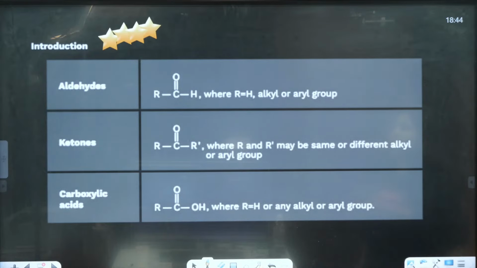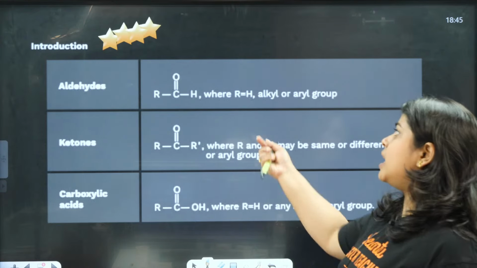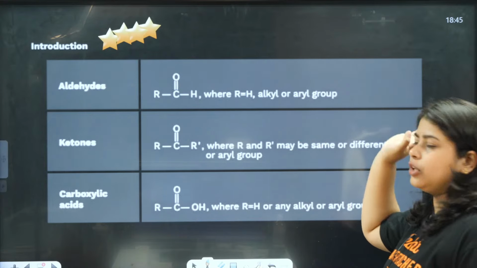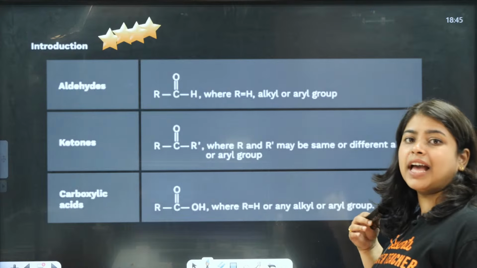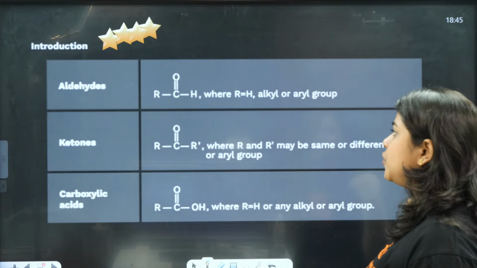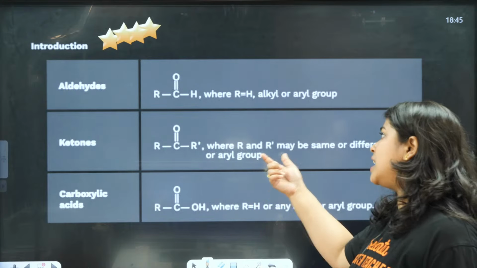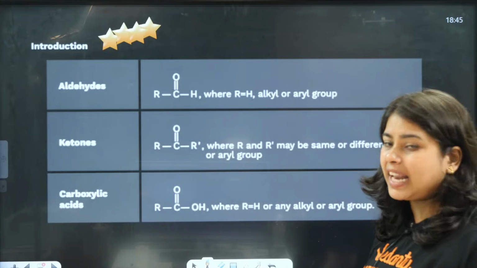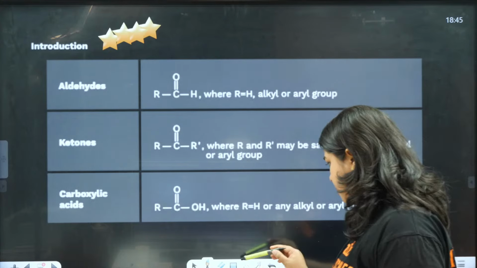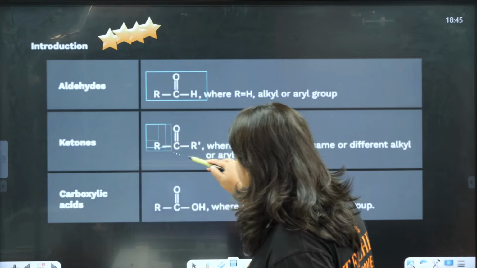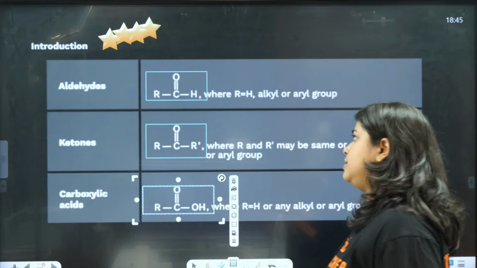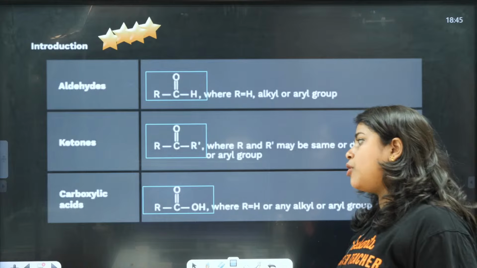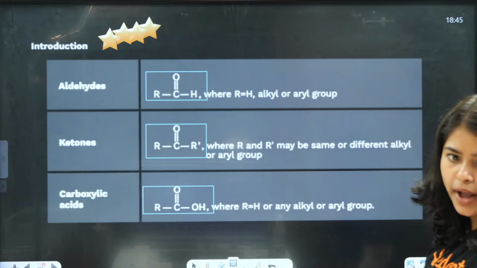So aldehydes means what? RCHO. Wherever the R is present, that is going to be an alkyl or an aryl group. Clear? Then ketones: RCOR', where R and R' may be the same or different alkyl or aryl groups. Clear? So please remember these general formulas, and the chapter will be easily understandable. Aldehydes are RCHO, ketones are RCOR', carboxylic acids are RCOOH. Done.